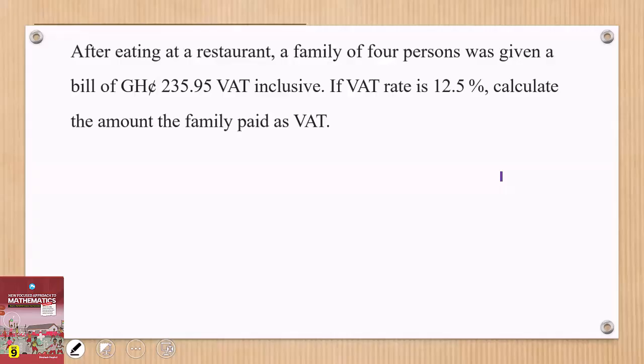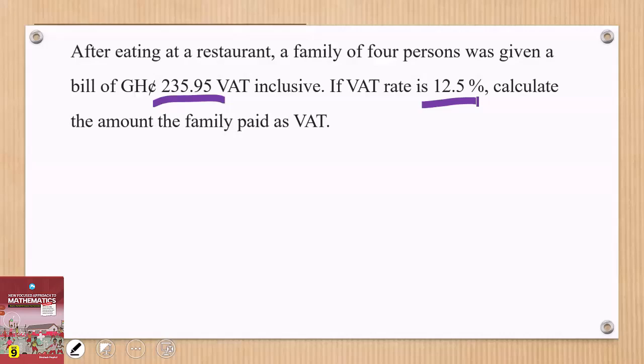Now, after eating at a restaurant, a family of 4 persons was given a bill of 235 cedis 95 pesewas, VAT inclusive. That means the moment they pay this money, they've paid VAT inclusive. So take note of the word inclusive. In some cases, the question will be given to you and will say exclusive. So if the VAT rate is 12.5, which of course is the rate normally used in Ghana, calculate the amount the family paid as VAT.